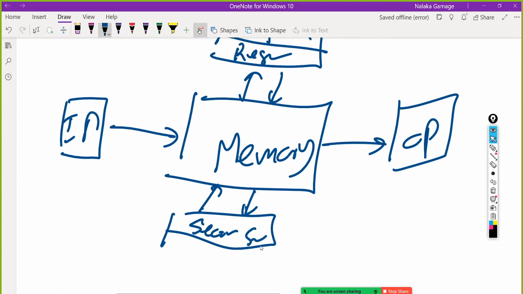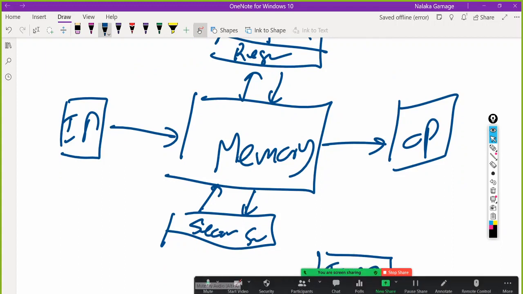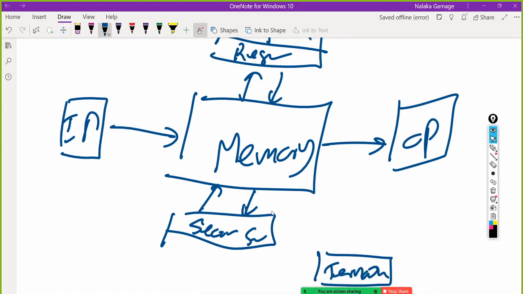And of course, if you want, you can even draw backup or tertiary storage. Tertiary means, if you have a CD or a pen drive, we take backups of these things so that we can later restore them in case there's a crash in the secondary storage, or if you want to bring data to some other computer.